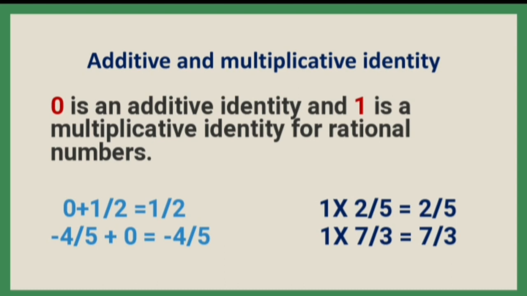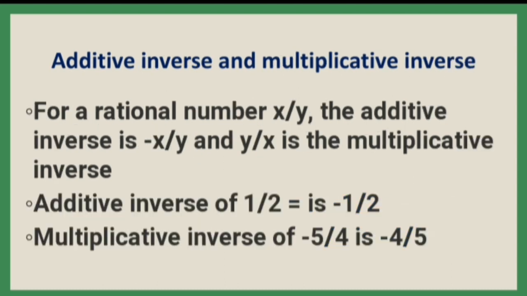And 1 is a multiplicative identity, which means whenever we multiply any number by 1, we are going to get the same number again as the answer. The same thing happens for all types of numbers. So we have to remember the additive identity and the multiplicative identity. Okay, next is additive inverse and multiplicative inverse. That is a very important concept.